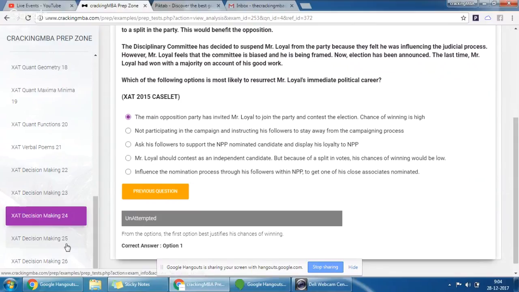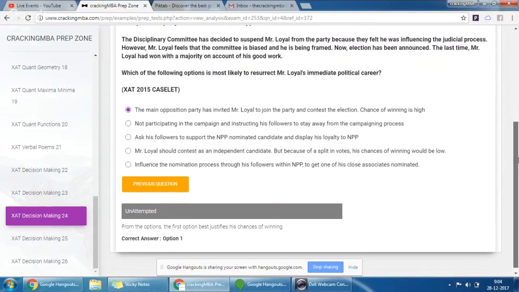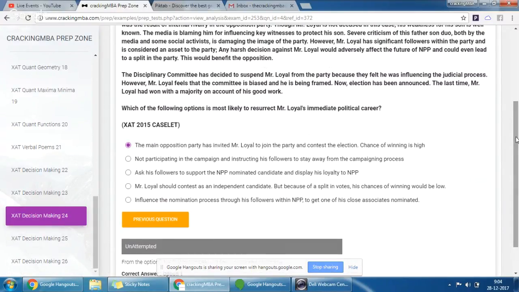Okay. Perfect, guys. Decision making 24, last question: is it advisable to attempt? Yes, Mehak, definitely you have to attempt this question, right? I think the whole case is a very simple one.